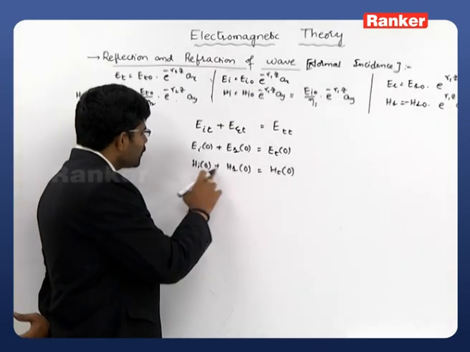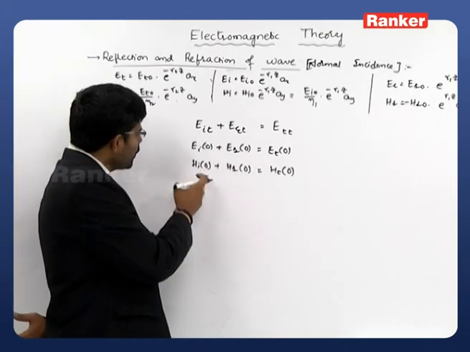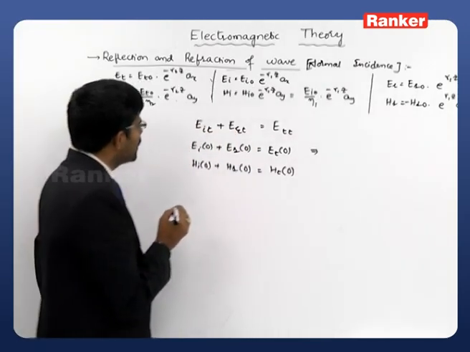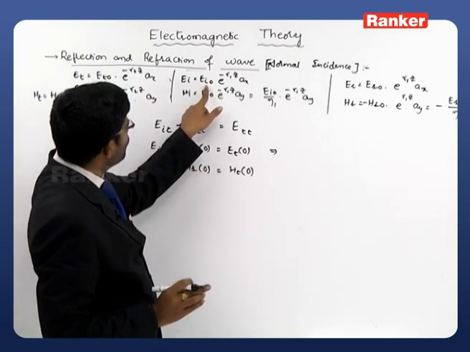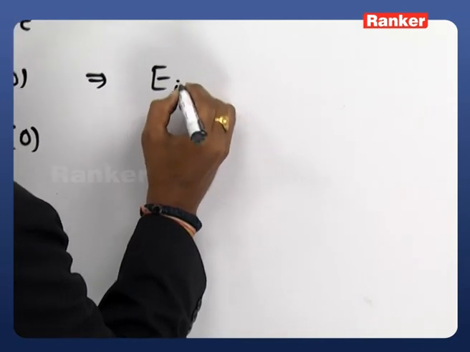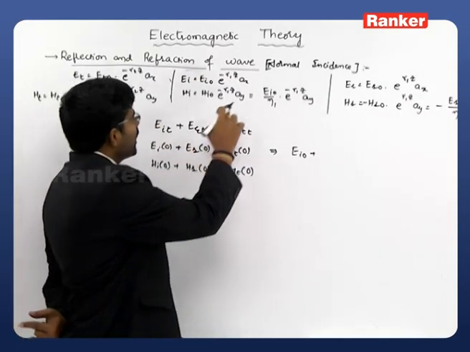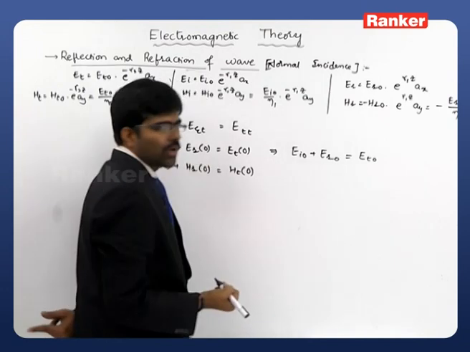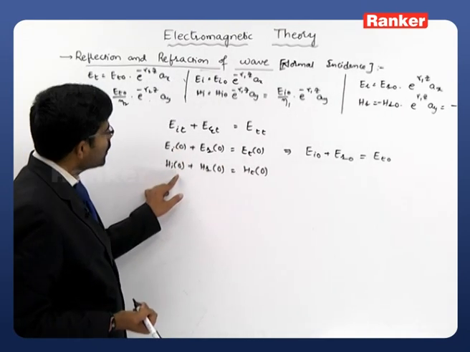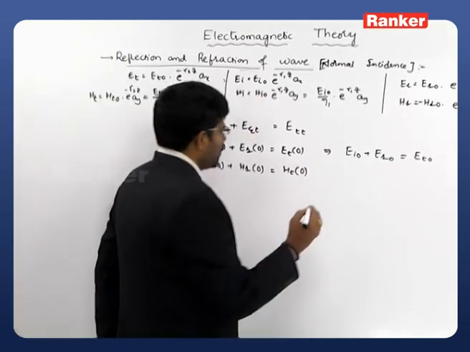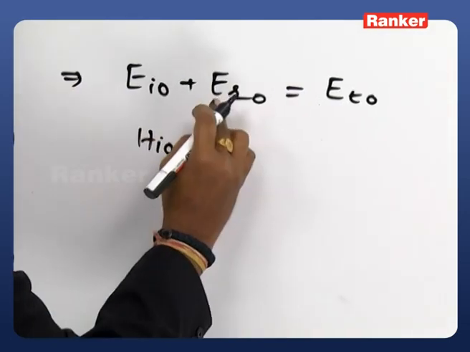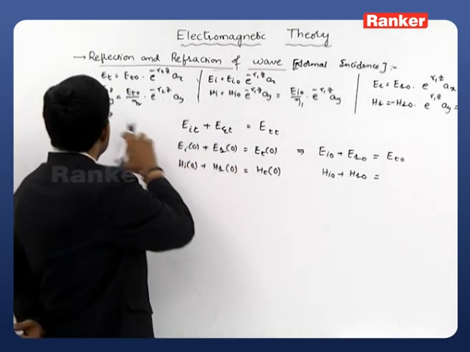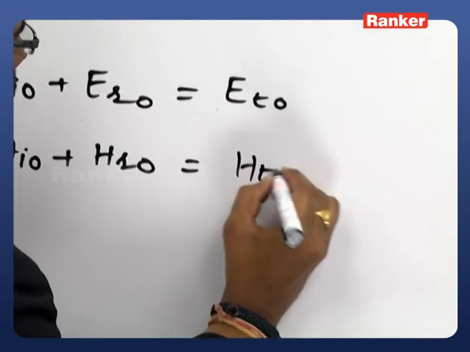But here, instead of HI of 0, HR of 0 and HT of 0, we can write the equivalents in terms of electric fields. Instead of EI of 0, we can write the initial value EI naught, plus ER of 0 can be written as ER naught, which is equal to ET naught. In the same way, HI of 0 can be written as HI naught, plus HR of 0 as HR naught, which is equal to HT of 0, that is, the initial value HT naught.